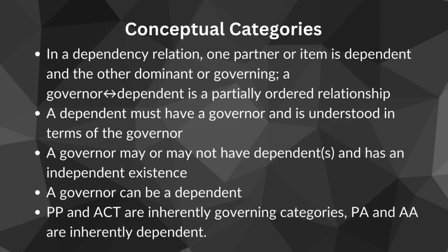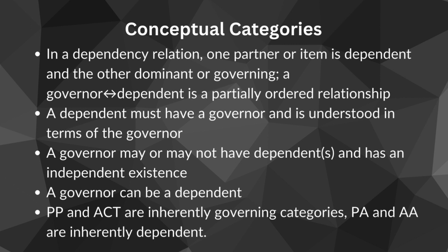In a dependency relation within linguistics, each element or item in a sentence assumes either a dependent or a dominant role. This results in a hierarchical connection known as a governor-dependent relationship. This relationship is partially ordered, implying that there is a hierarchy or ranking between the two partners.